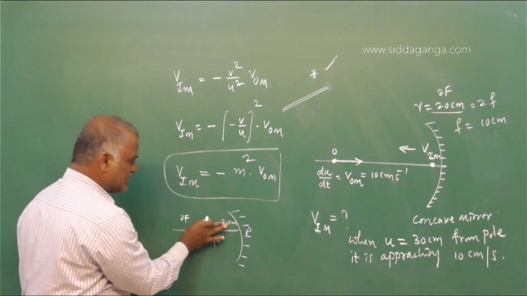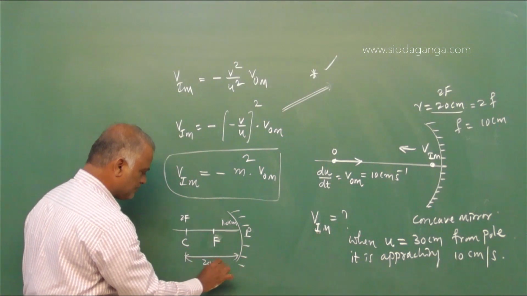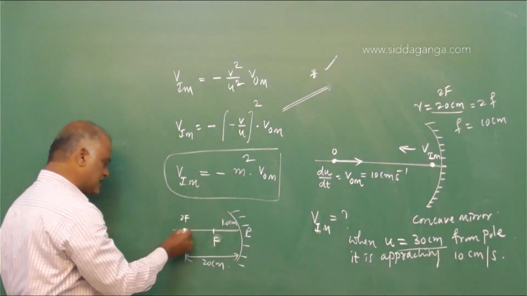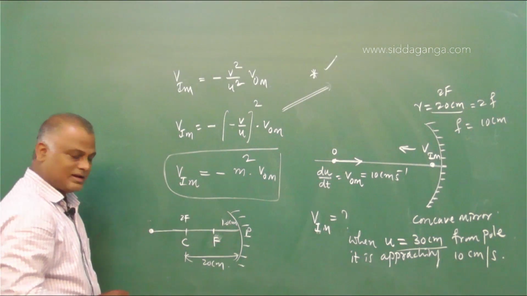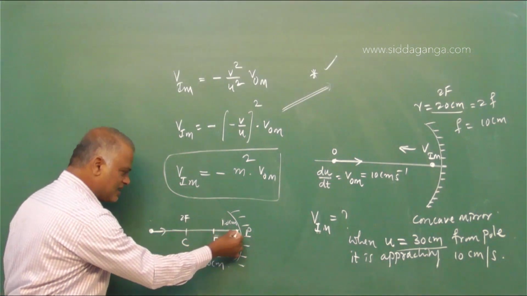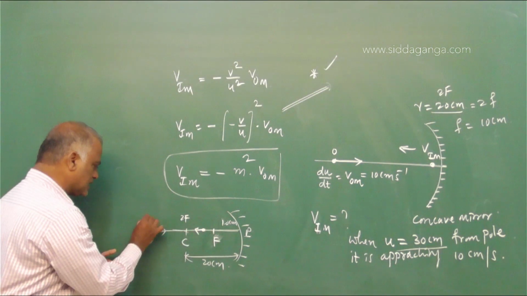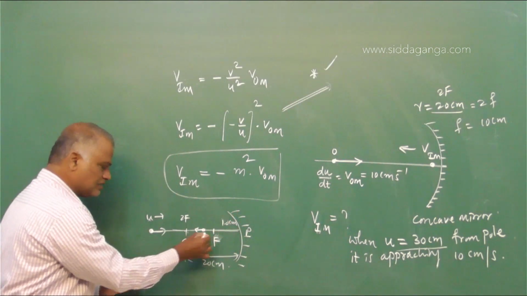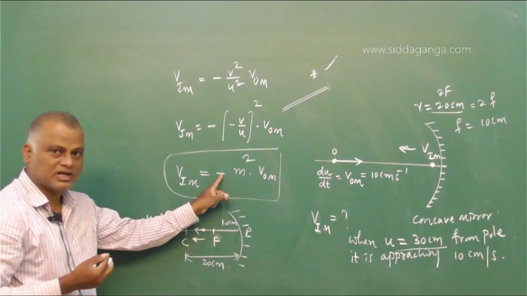F is 10 centimeter. Radius of curvature is 20 centimeter. When the object is at 30 centimeter, it means the object is beyond C. When the object is beyond C, the image is in between F and C here. As the object approaches the mirror, the image is moving in the opposite direction. Because of that we write a negative sign.